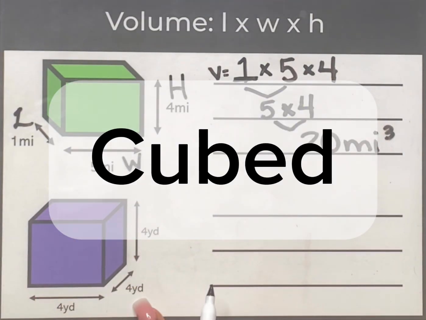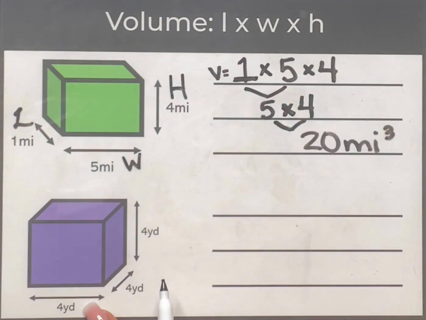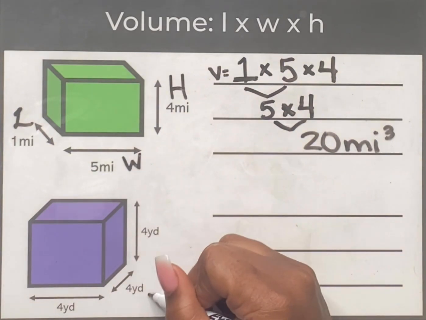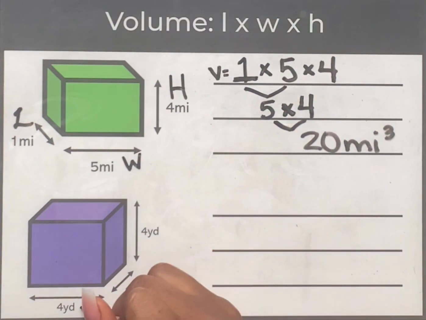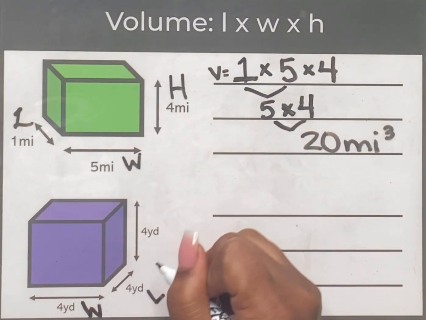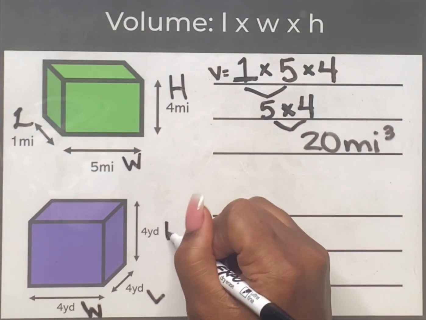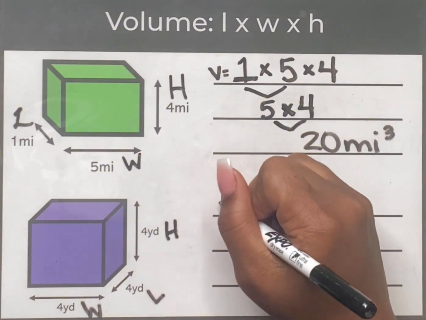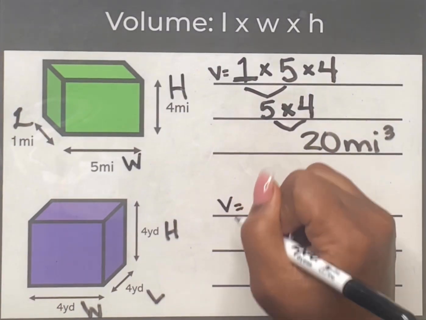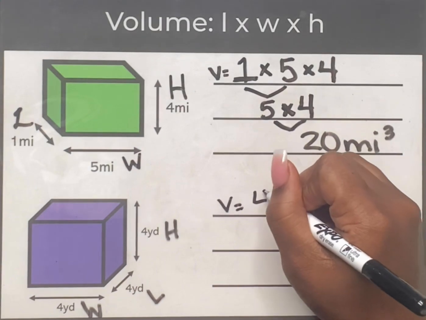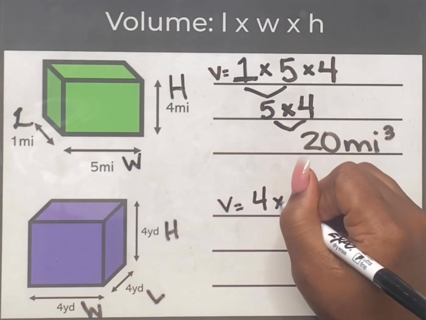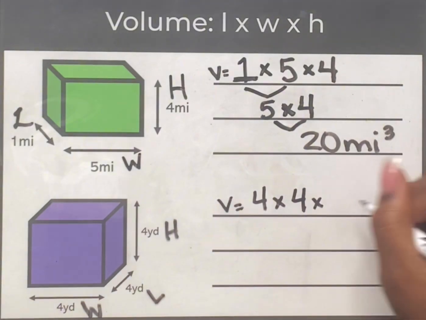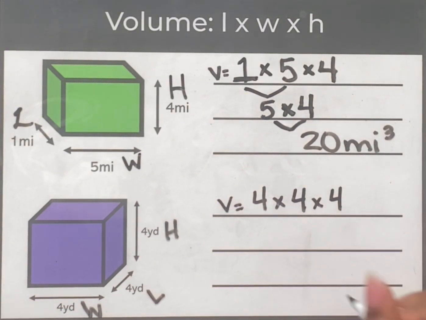Now let's look at our second rectangular prism. We have 4, 4, and 4. We have a length of 4, we have a width of 4, and we have the height of 4. Now that I've labeled all of my dimensions, I'm going to simply plug it in the formula. Length, again, is 4 times the width, which is 4, height, 4.